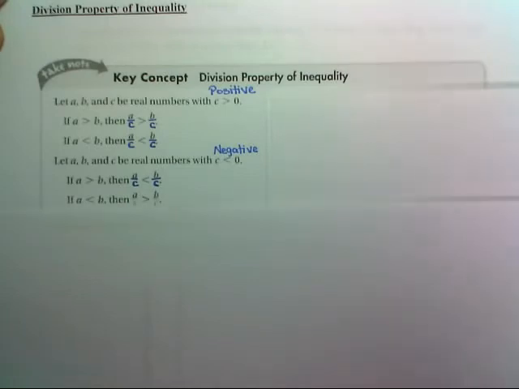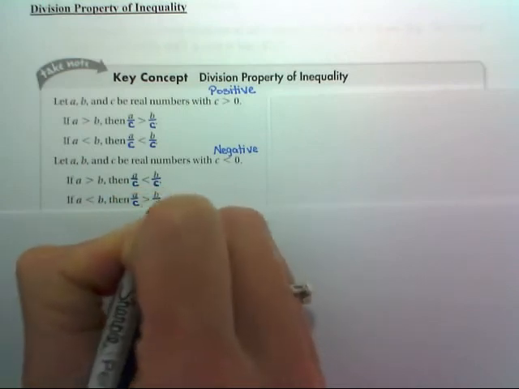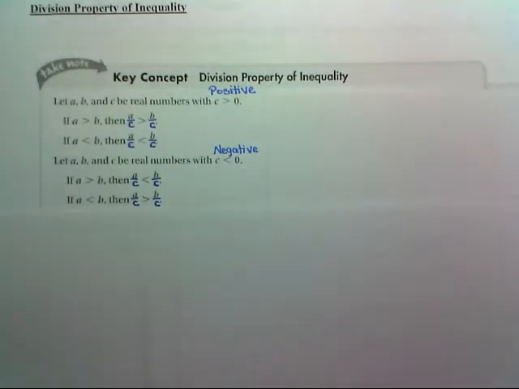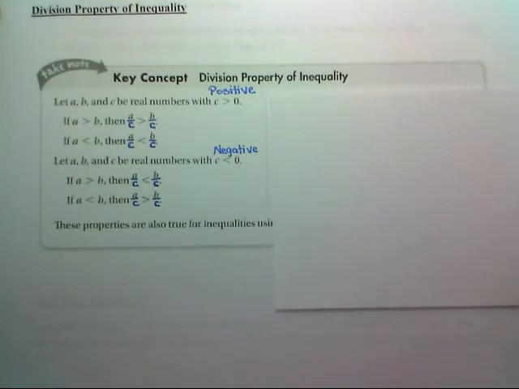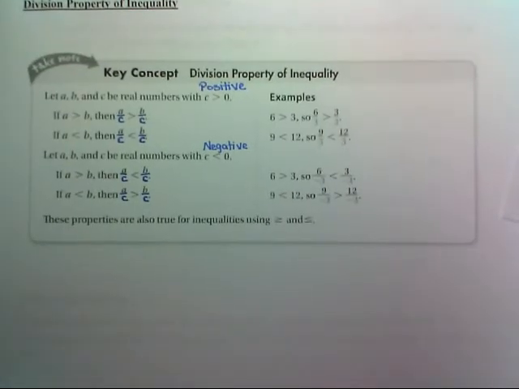Same thing holds true for the less than. If A is less than B, then A divided by a negative C and B divided by a negative C is going to reverse your inequality symbol. It was a less than sign, it becomes a greater than sign. And all of these hold true for the inequalities with greater than or equal to and less than or equal to. So let's look at some examples.